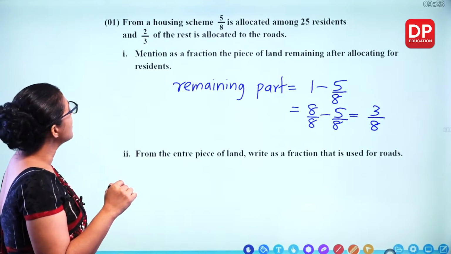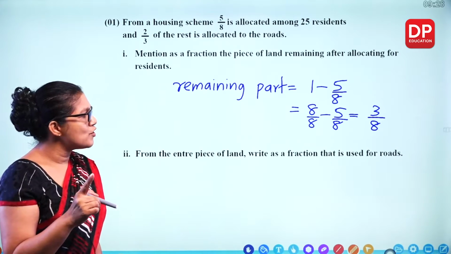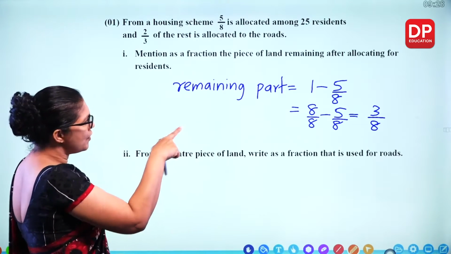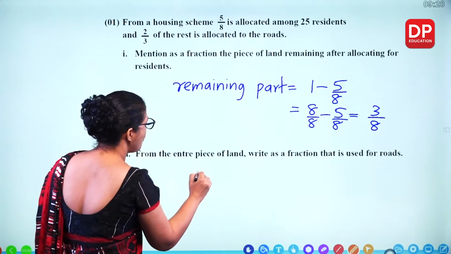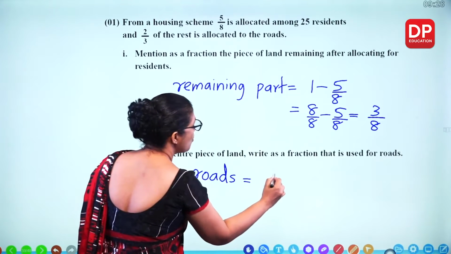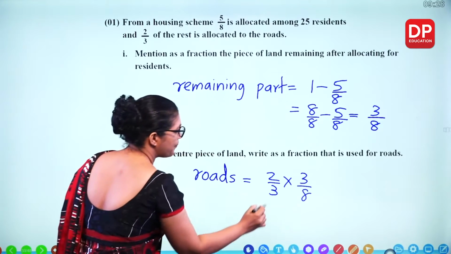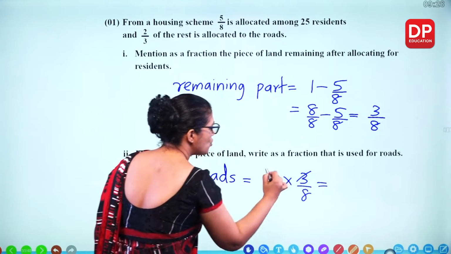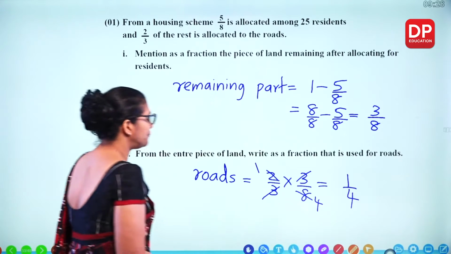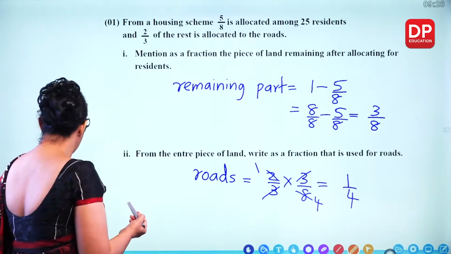That's the remaining part. From the entire piece of land, write as a fraction that is used for roads. So 2/3 of the remaining part is used for roads. So for roads you can write down 2/3 of the remaining part 3 over 8. 3 gets cancelled out, 2 and 8, that's 4, 1 over 4. So that's the second part.